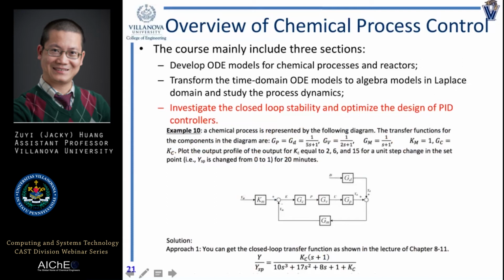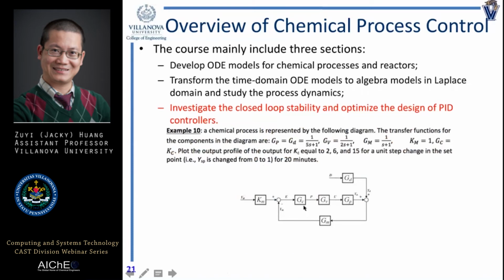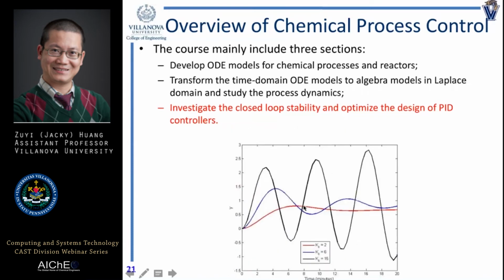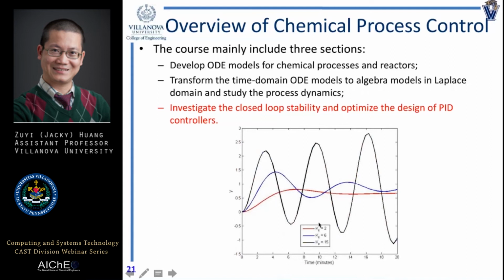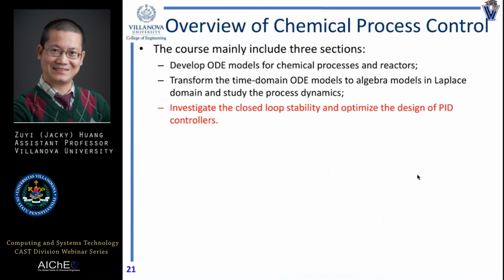For example, if I just use the P controller, then we get this closed loop transfer function, and we could get different output profiles for different KC values. So I want to show the student how the KC value will change the system's behavior, and we could see that if the KC is too large, the system is not stable. So the students have a better understanding of the influence of the controller gain KC on the system behavior.